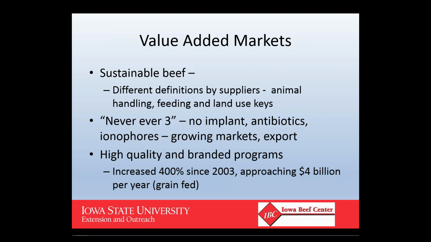And then high quality and branded programs. By high quality here, I mean high quality grade mostly, and that has increased 400% since 2003. The value of that meat is about $4 billion, and that obviously is all grain fed. This is stuff that's fed concentrate, at least part of the phase, to be able to reach that grade. So it's Certified Angus Beef, non-black types of things that are also average choice, and even other animals identified as a certain breed that fit into it as a branded program. And that is growing very fast.